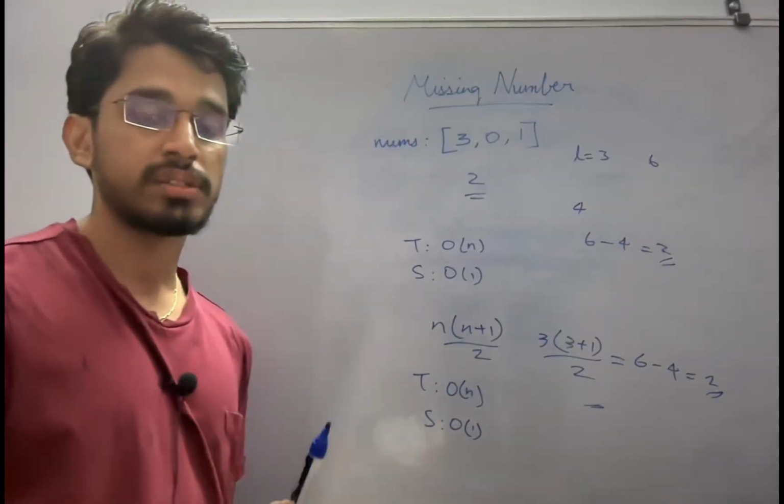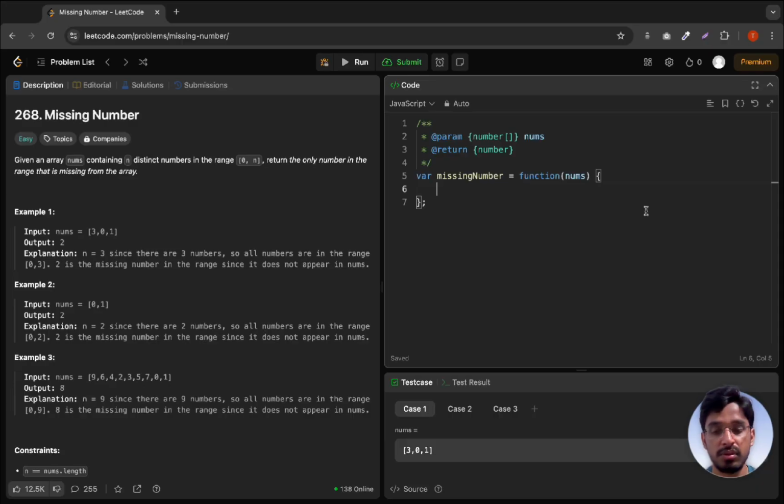Okay, so let us see how we can solve this by code. Let's first calculate the length of the nums array. So let's say n equals nums.length. Now let's put the formula and calculate the expected sum. So const expectedSum, and set that equal to n times n plus 1, and finally divide that whole by 2.